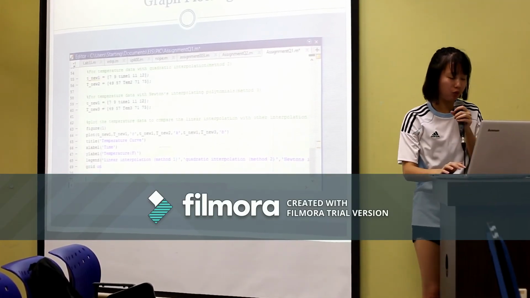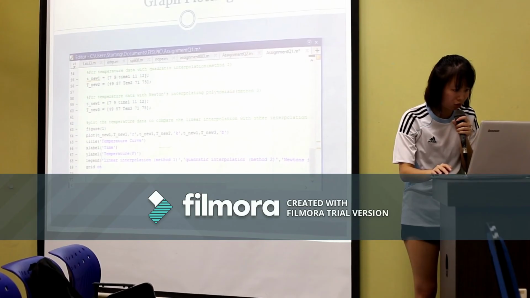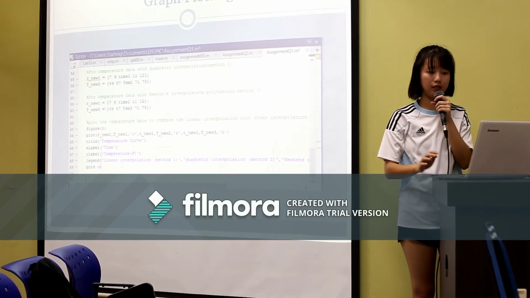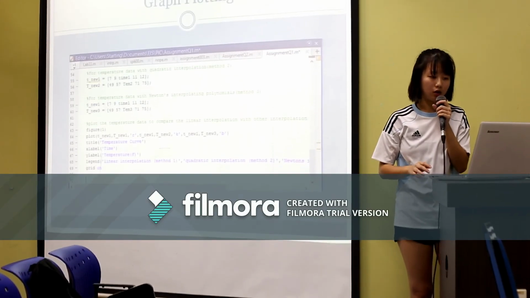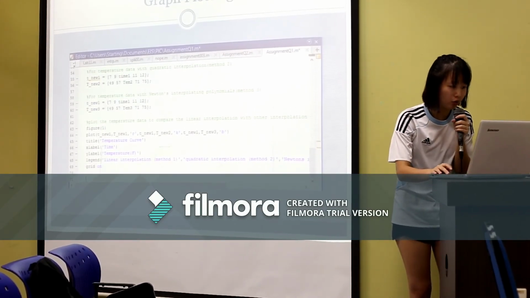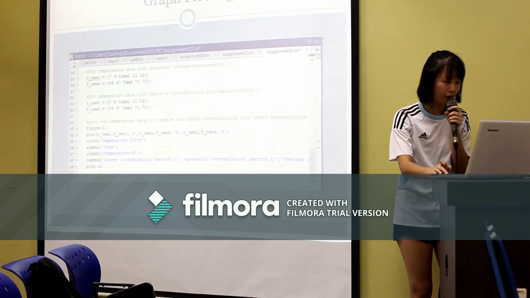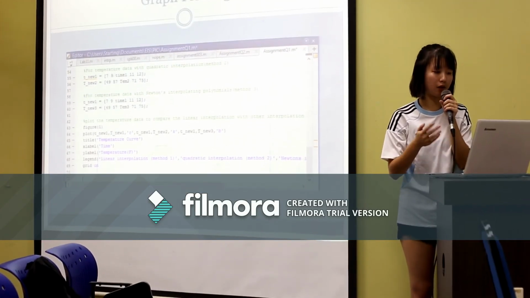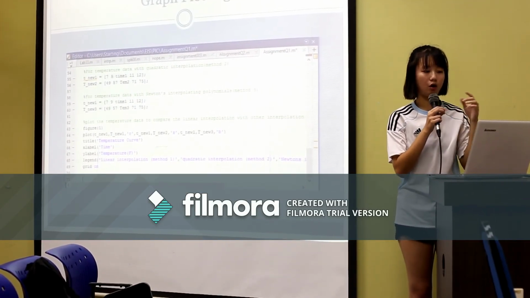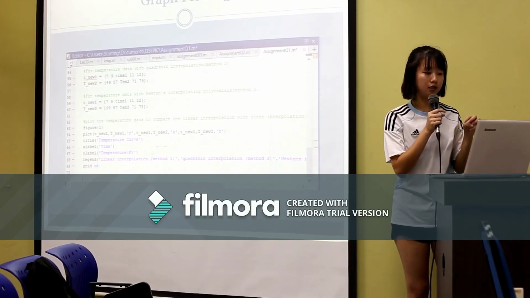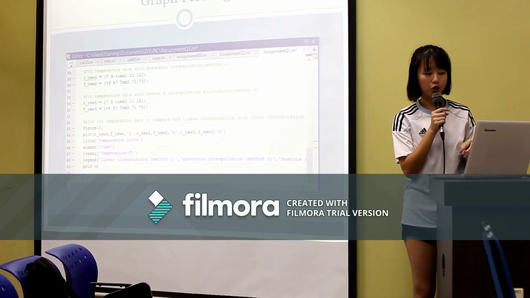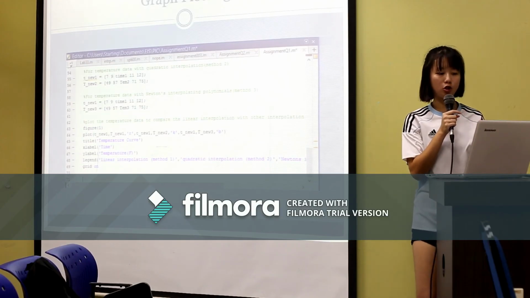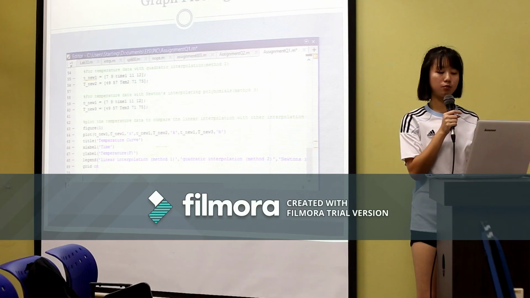And last, we will write up the script for the graph plotting. We want to plot the temperature data to compare the linear interpolation with the other interpolations. So we write out figure 1, which is our graph. Then we plot T new 1, meaning time new 1, with temperature new 1. Then we use R, which is a red line. Then T new 1 with temperature new 2. We use K, which is a black line. Then T new 1 with temperature new 3. We use B, which is a blue line.